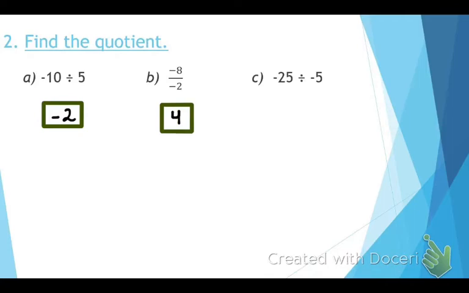The number 2 is even. When I have an even number of negative signs, my answer is always positive. Final one, if you are wearing a pair of pants today, what is -25 divided by -5? That is going to be +5. Very good. Let's go to the next section.